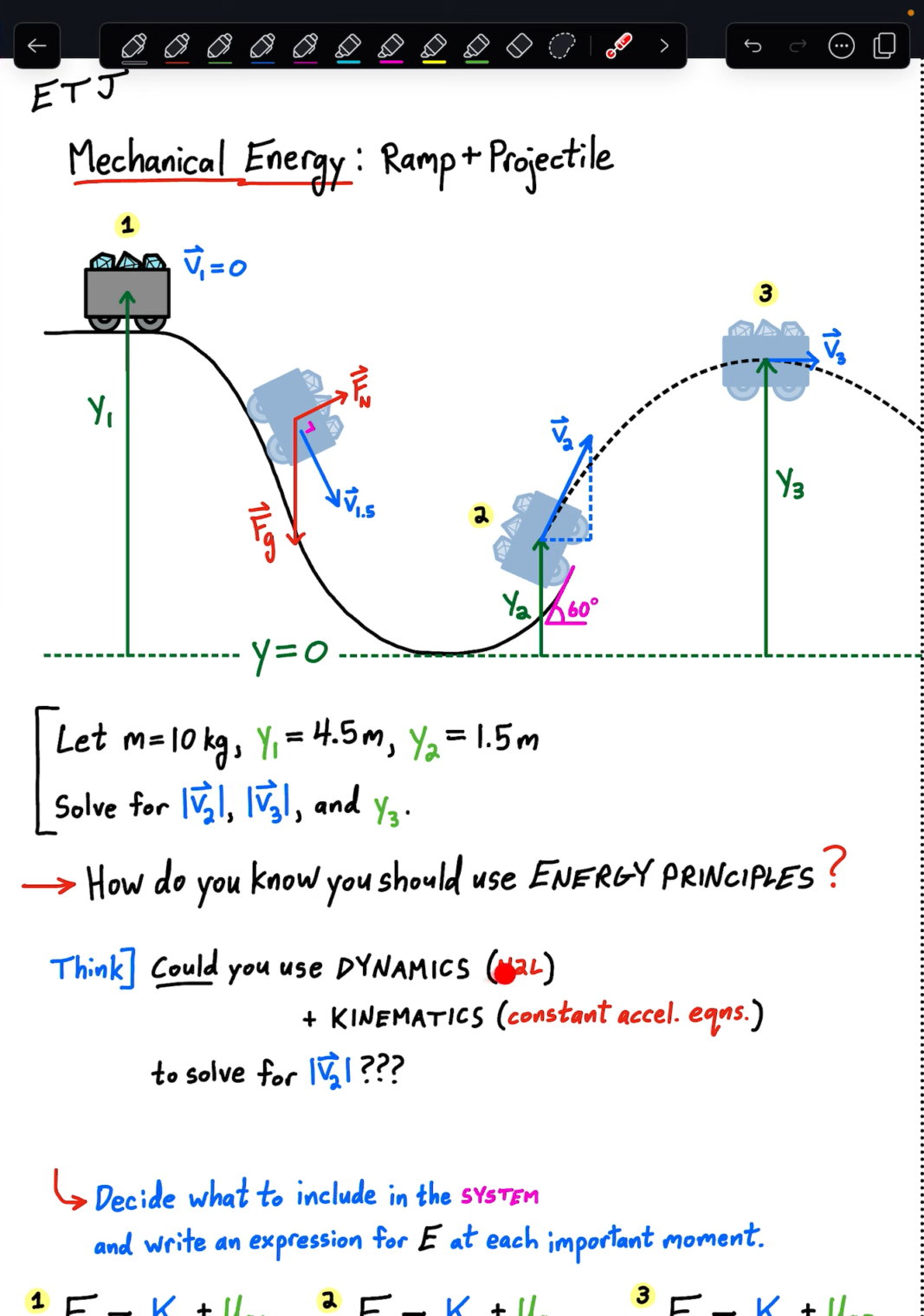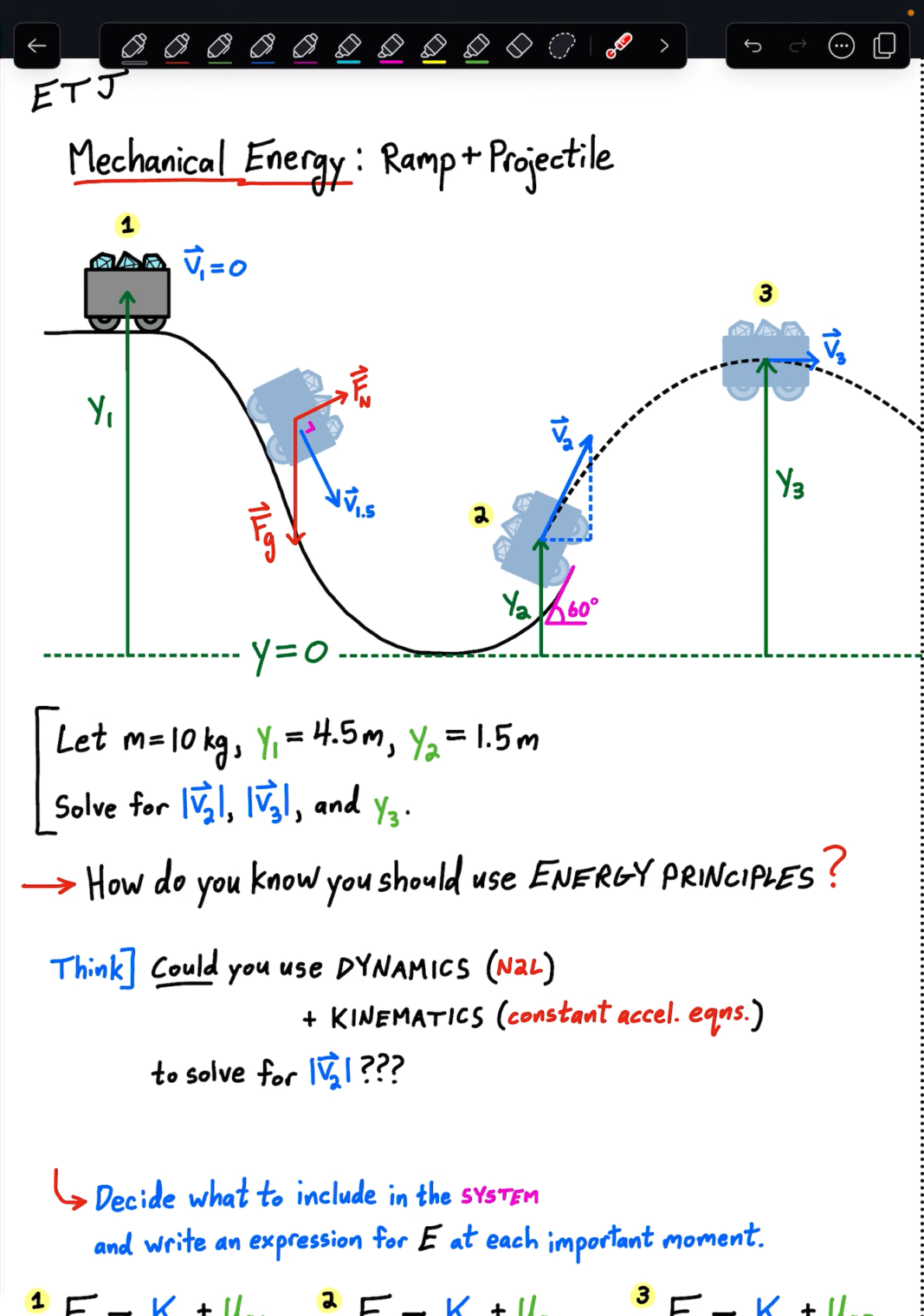Could we use our known skills with Newton's second law and the constant acceleration equations from kinematics to solve for the speed here at moment 2 with this given info? So pause the video for a moment here and consider, could you use a dynamics and kinematics based approach to solve for the speed there, and why or why not? Pause the video.